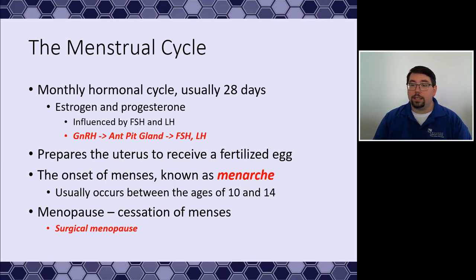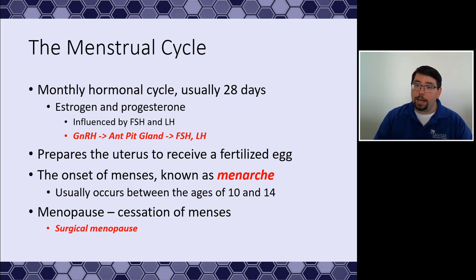And so we know that as this cycle prepares, we have this phase where it's preparing for an ovum to be fertilized and for it to implant itself on the uterine wall. Now, the onset of menses, also known as menarche, usually develops between the ages of 10 and 14, sometimes earlier, sometimes a little bit later, just depends on the individual. The key thing here is, at that point in time, there's a potential that they could be bearing a child.